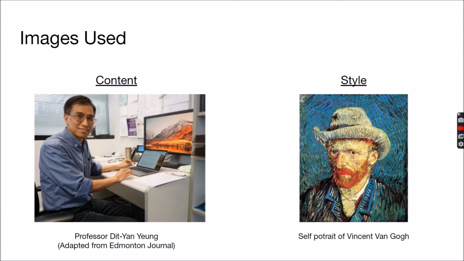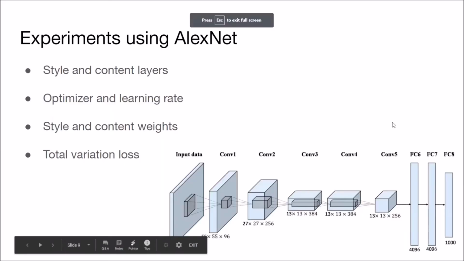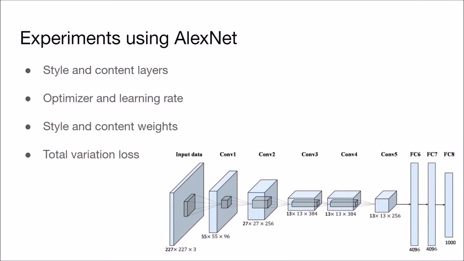Here are the images used in our experiments. We use Professor D and Yan's photo adapted from Edmonton Journal as content image, and use one of Vincent van Gogh's self-portraits in our dataset as style image. Now we will give an overview of the experiments we conducted. We did experiments using both models, the one based on VGG and the one based on AlexNet, but this section will focus on the latter. And these are the 4 hyperparameter categories that we conduct experiments on, as outlined earlier.